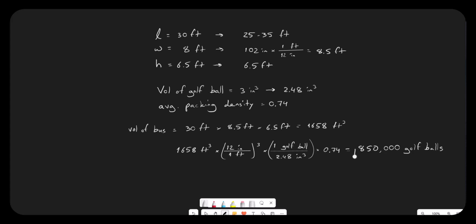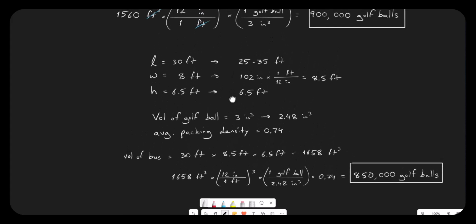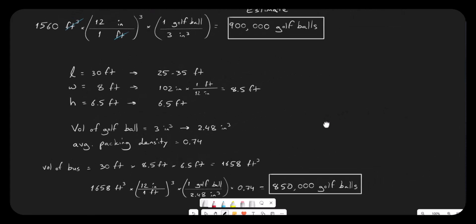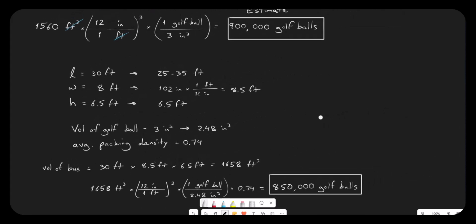That estimate, our estimate up here was 900,000. Actual number is 850,000. That's a really, really good estimate. Doing just a tiny bit of math, especially when we're limiting our number of sig figs, we have less than a 6% error, which is definitely closer than I was willing to hope for.